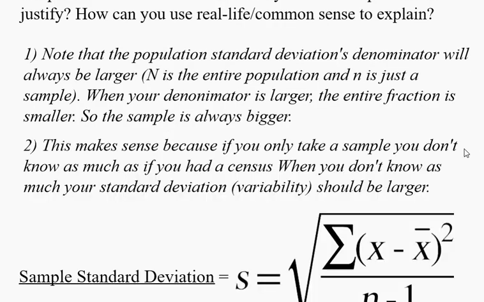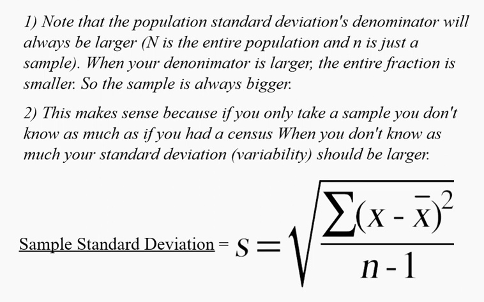Another reason for this is kind of more of a real life justification. That kind of makes sense because if you only take a sample, you don't know as much as if you had taken a census, the entire population. When you don't know as much, your standard deviation, your variability has to be larger. So that's why your sample standard deviation would be larger than your population standard deviation.